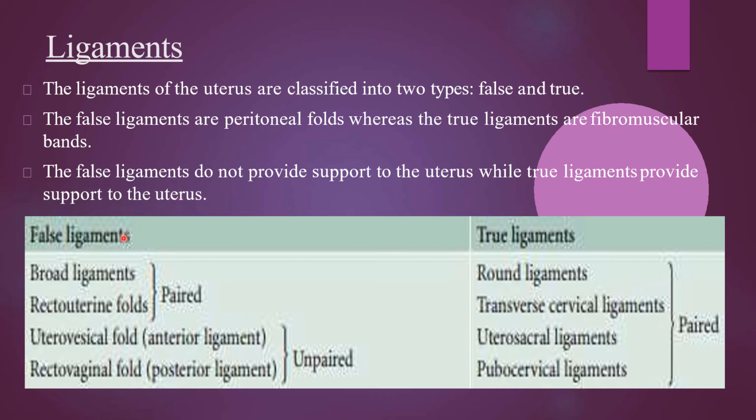The false ligaments are 4 in number. The true ligaments are also 4 in number. But there is a difference. The false ligaments are broad ligament and recto-uterine fold. They are paired. Whereas the uterovesical fold and the rectovaginal fold are unpaired structures. All true ligaments are paired and they are round ligament, transverse cervical ligament, uterosacral ligament, and pubocervical ligaments.